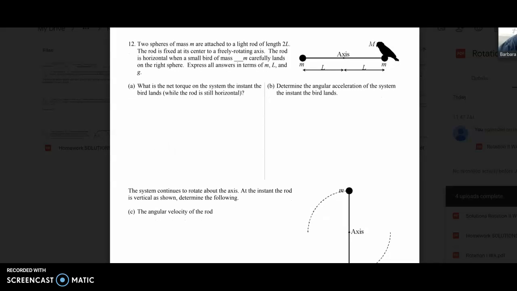Let's go on to 12, one of my favorites because I love birds. So let's see. When I see something like this that's on a spinning thing, 2 spheres, light rod. They're telling you you don't have to consider the rod in the rotational inertia. Small bird.